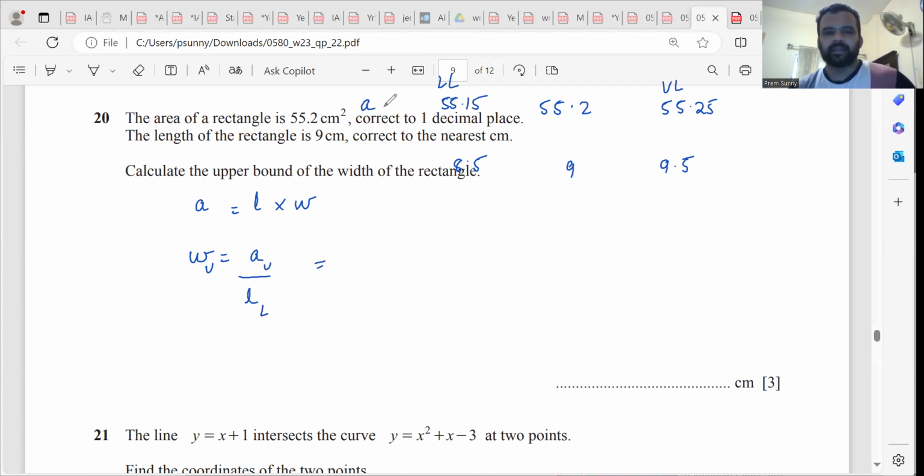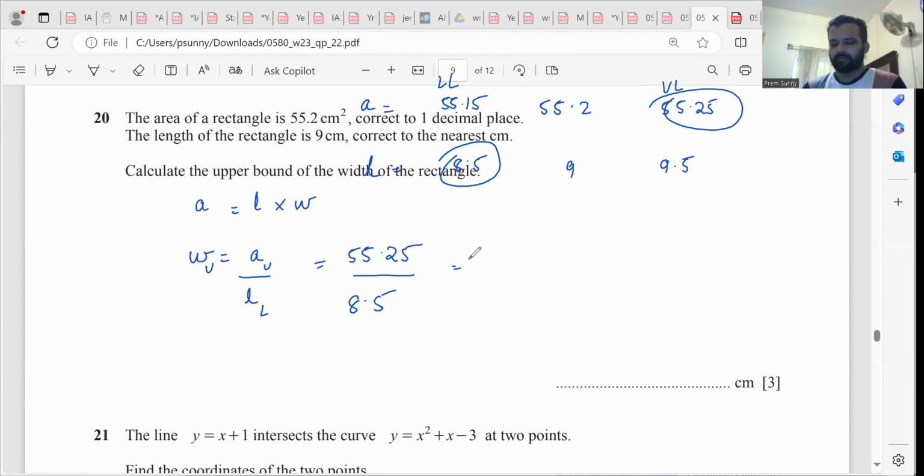So this is area and this is for the length. Area upper limit is what we need, 55.25 divided by length lower limit, which is 8.5. So 55.25 divided by 8.5, you will get the answer as 6.5 centimeters. When you find the upper limit, if it is a division, the numerator's upper limit and denominator's lower limit is what you need to consider.